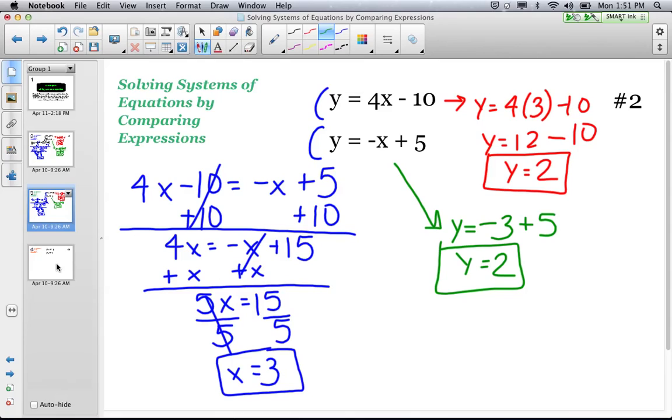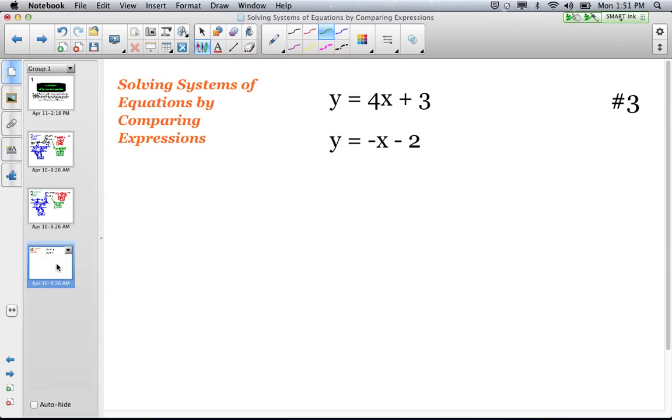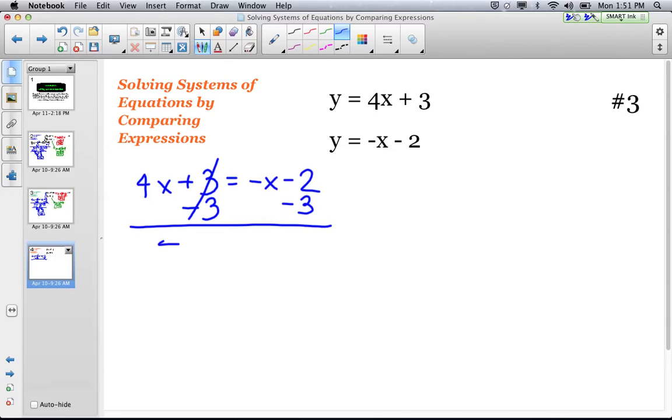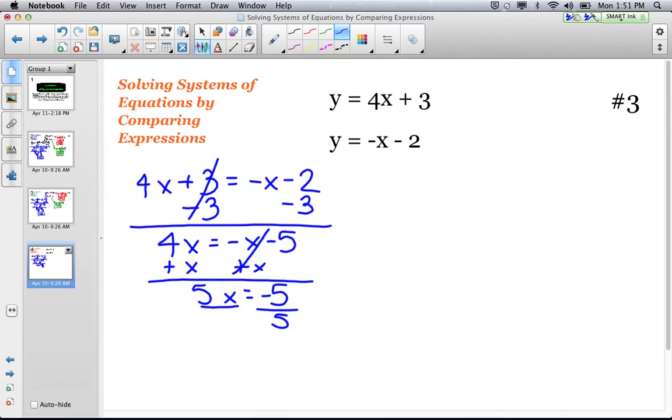We have one more problem to do. Again, we're going to set both equations equal to each other. So we have 4x plus 3 equals negative x minus 2. We're going to subtract 3 from both sides. And we have 4x equals negative x minus 5. We're going to add x to both sides. And you get 5x equals negative 5. When you divide by 5, you get x equals negative 1.